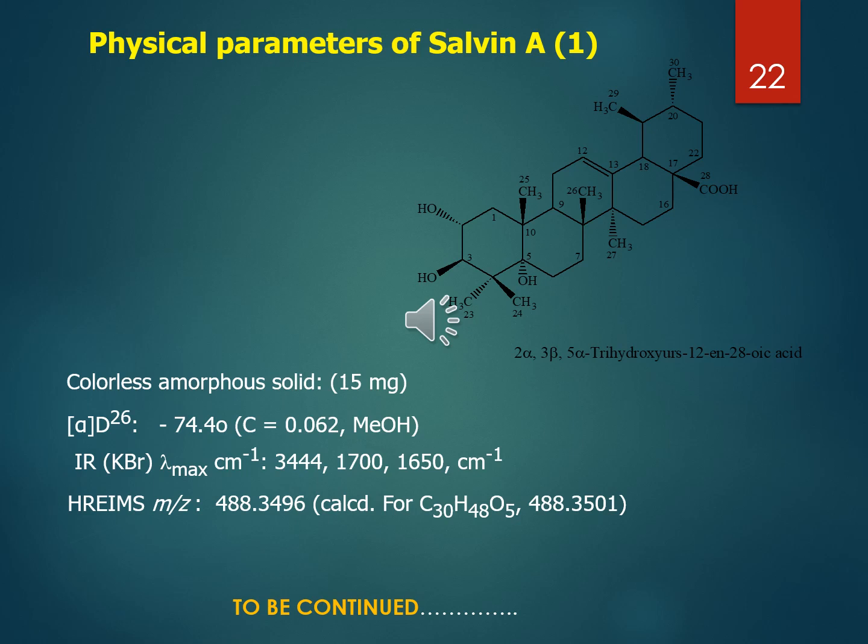The HR EIMS mass over charge ratio is 488.3496, that is the molecular formula and molecular mass of this compound. The calculated molecular formula of this compound is C30H48O5, that is equal to 488.3501. Further, the other discussions and confirmations of this molecular structure will be based on the spectral techniques that will be discussed in the next slides.